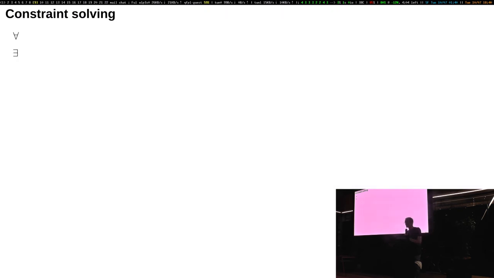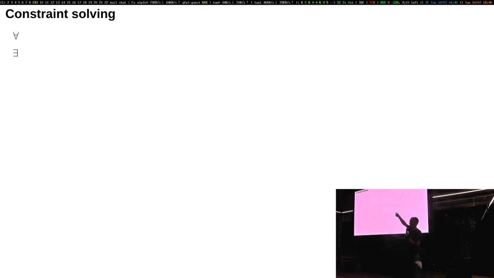Okay, so now let's talk about constraint solving. This is totally unrelated to the last half an hour; I'm going to tell you about that. This is another thing that SBV can do for you. So the upside down A and the backwards E, if you're not familiar, these two are actually backwards of each other.